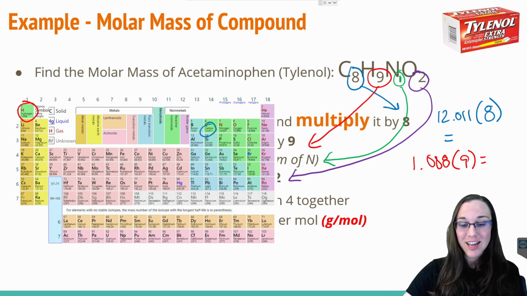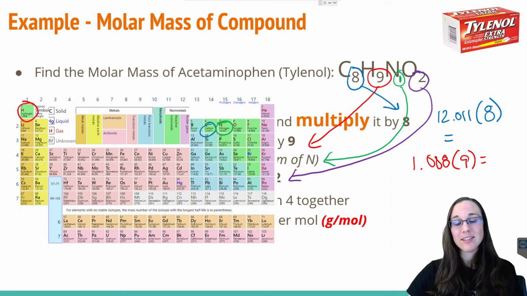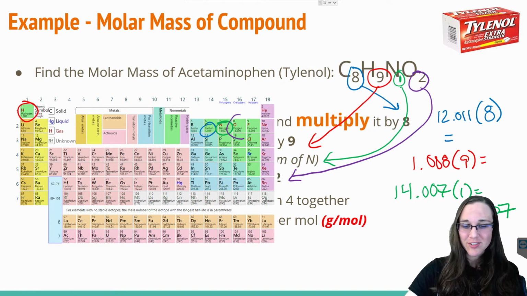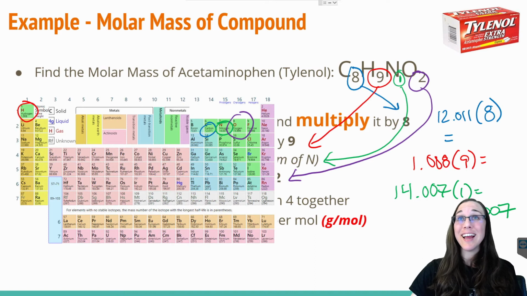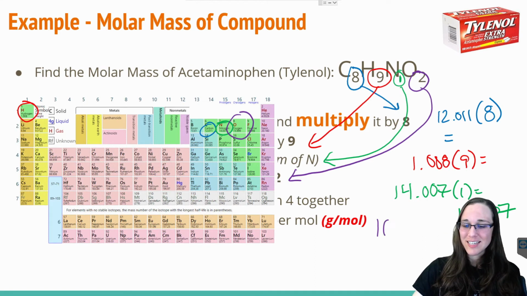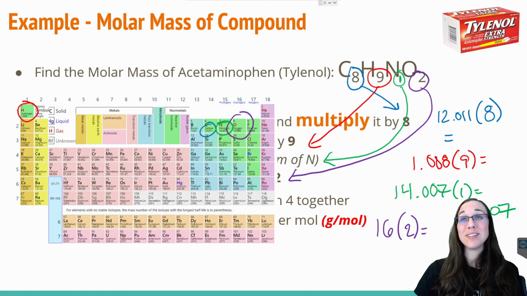For nitrogen, nitrogen on the periodic table is right here. It's got 14.007 and there's only 1 of those present. So 14.007 times 1 would just give me 14.007. And finally, oxygen is right here at 15.999. I'm just going to round that up to 16 for the sake of easier math. We have 16 times 2, and what does that equal?